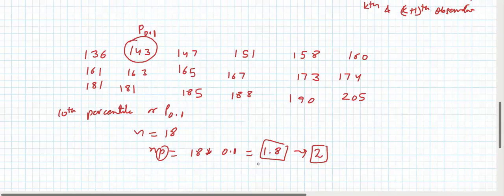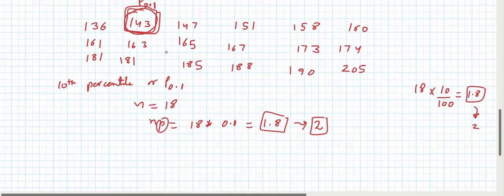We want to see how many entries make up 10% of the data. Total 18 entries are there, and 10% of the data would be 1.8. Because I cannot count 1.8, I make it 2. The second observation is the number which divides the data set such that 10% of the data is before it and 90% of the data is after it. Clear? If you have any doubt, please ask. Sometimes it is a little difficult to understand.